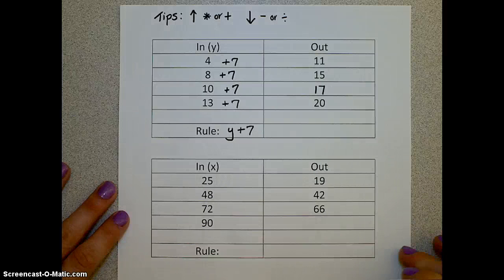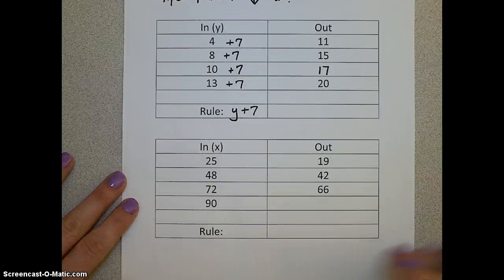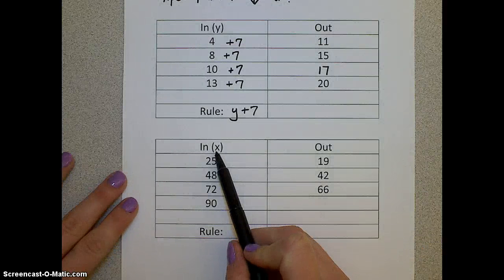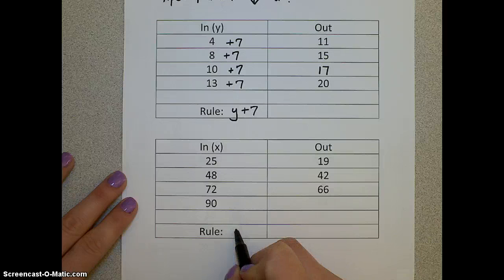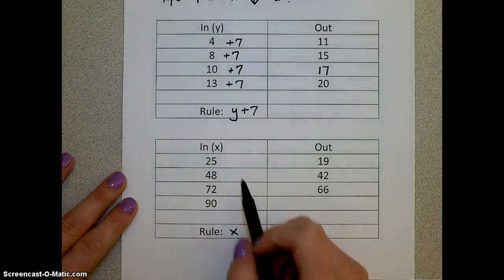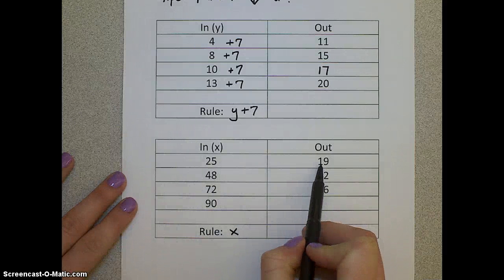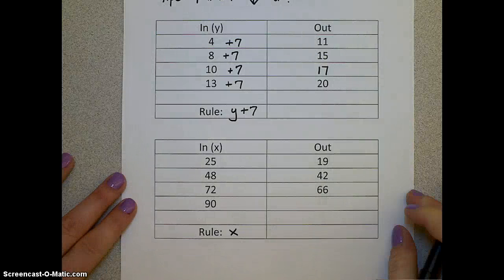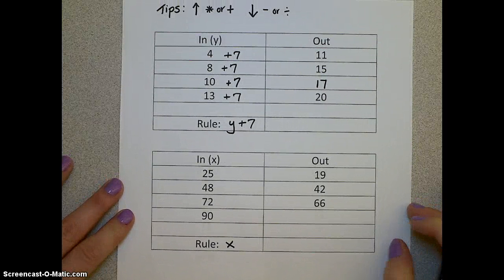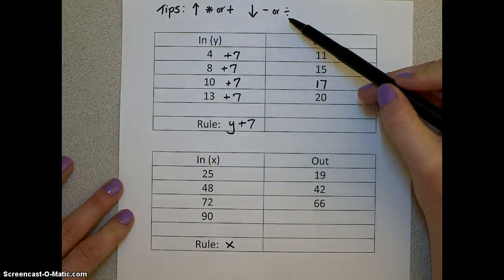All right, moving on to my second table. You notice here, my variable for the in is x. So I'm going to write down my rule right down there. Okay. Next, I have to see what happens to my number. 25 goes down and comes out as 19. So I know from my tips at the top that the number went down, so I want to think about subtraction or division.